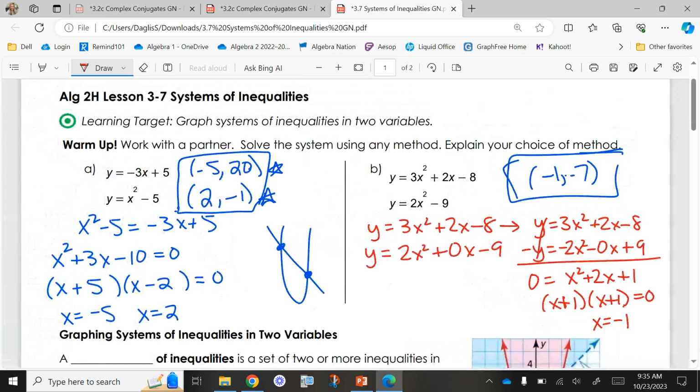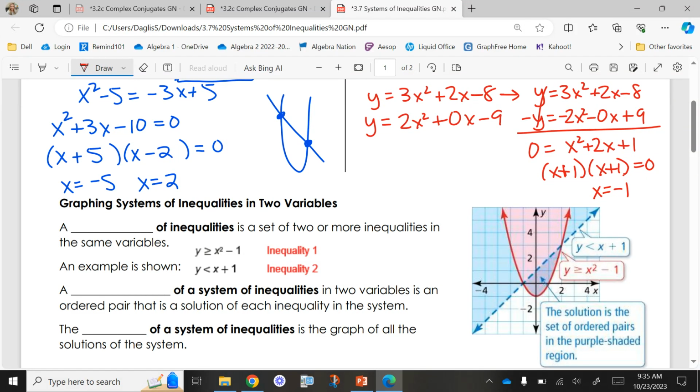Okay. So a system of inequalities is a set of 2 or more inequalities in the same variables. Okay, an example is shown where I have y is greater than or equal to x squared minus 1, and then y is less than x plus 1. A solution of a system of inequalities in 2 variables is an ordered pair that is a solution to each inequality of the system. So you can plug it into both of them and then make both statements true.